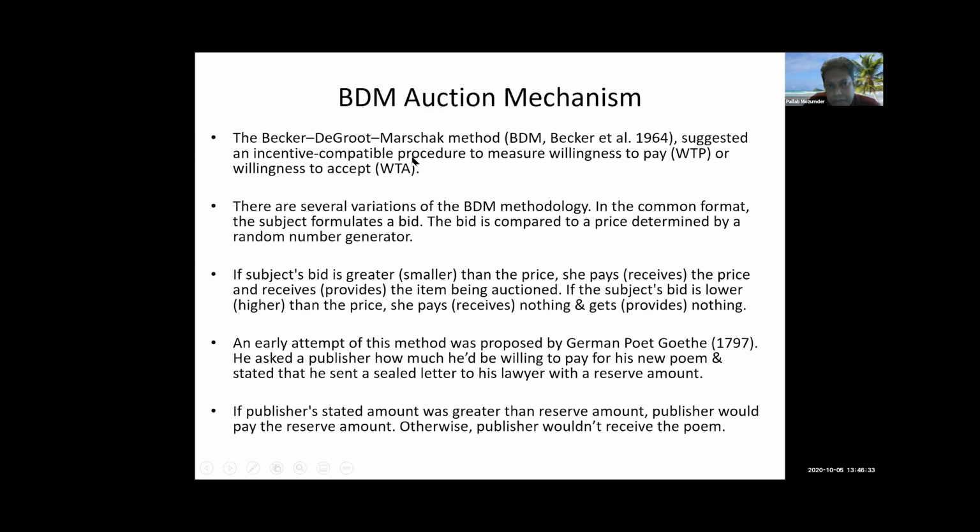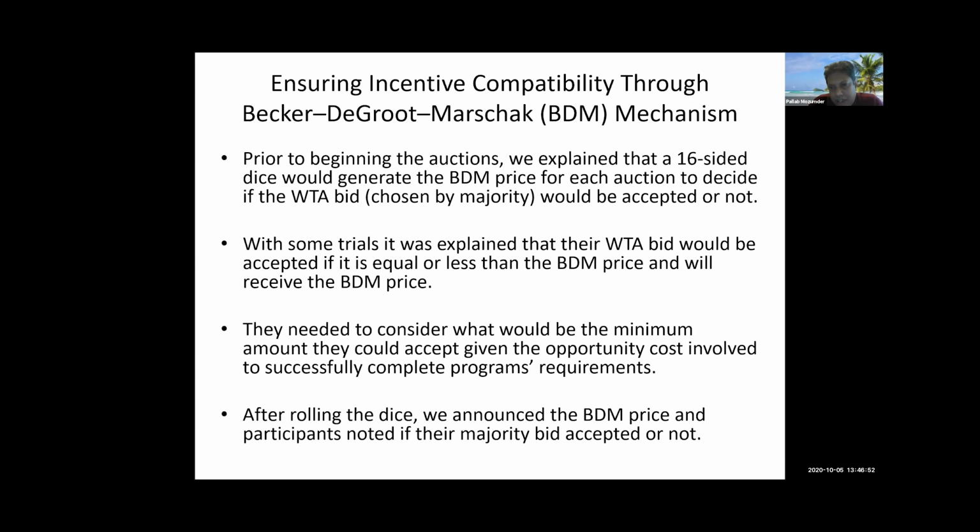The auction mechanism we use is called the BDM auction mechanism, which is quite used in the economics and finance literature. It has been considered an incentive compatible mechanism. Basically, we generate a price from our auction, what we call our bingo cage. If that price is less than or equal to the price they submit, it gets accepted. If their price is higher than our auction price, their bid gets rejected, and so they don't get paid anything. So that's the bottom line.